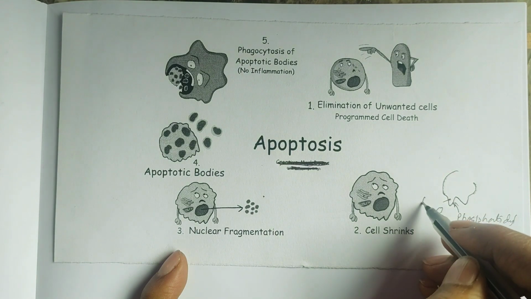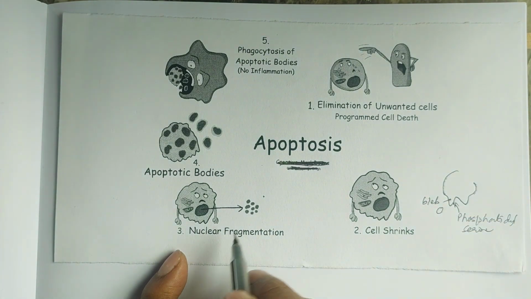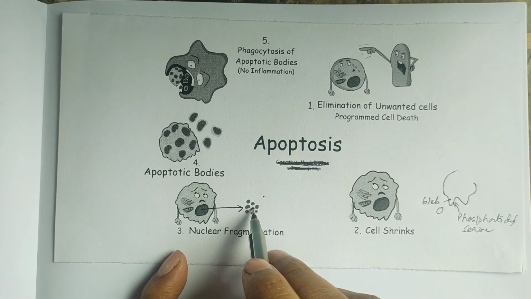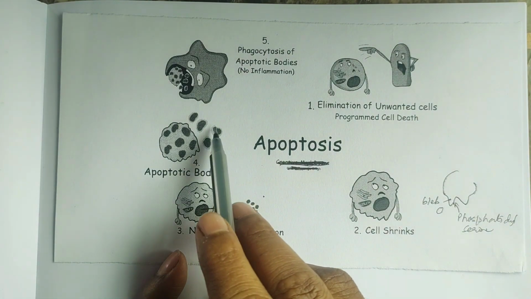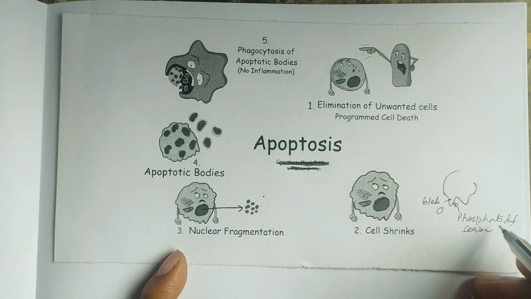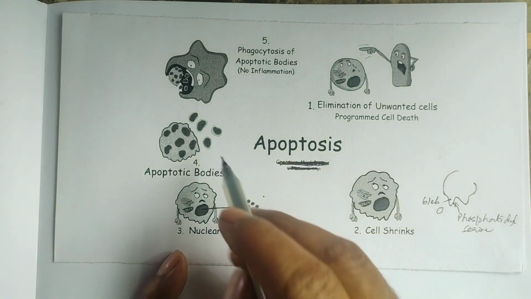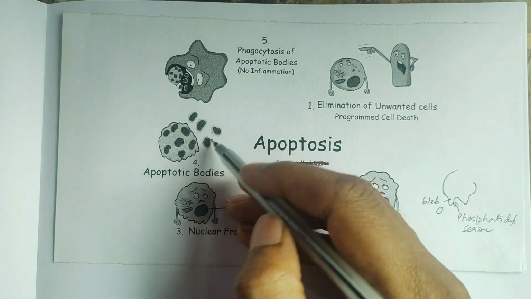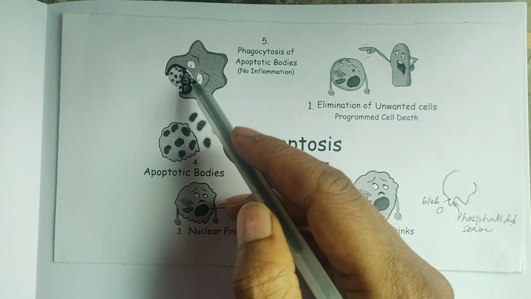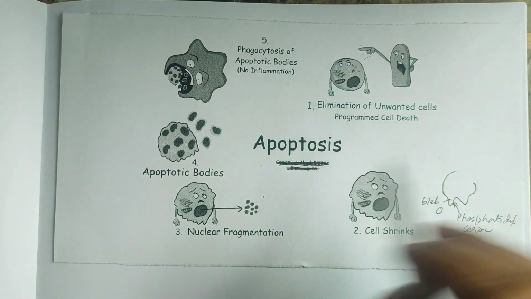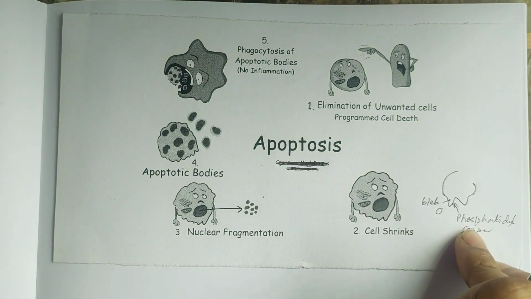So cell shrinkage occurs, and there is formation of bleb-like structures, blebs, and nuclear fragmentation. These blebs express phosphatidylserine on their surface, and are called apoptotic bodies. These apoptotic bodies are then phagocytosed and there is no inflammation.